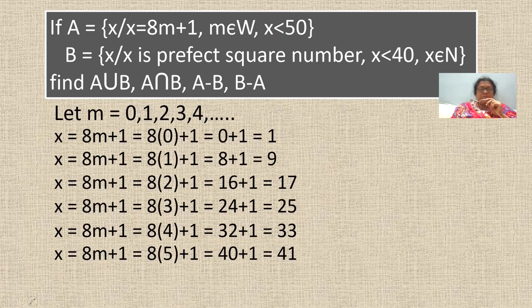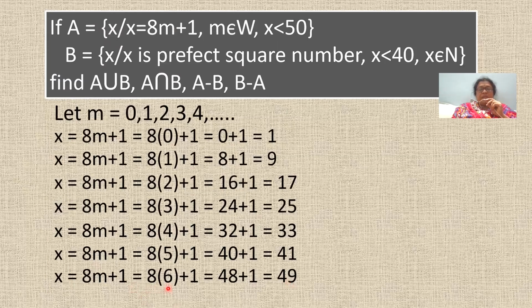So when you substitute 6, 8 sixes are 48 plus 1, it is 49. So when you take 7 in place of 6, you will get the answer which is more than 50. So we have to cut till here. We have to take the numbers till here only. So now we can write the set A like this. So this is set A, the numbers which should be less than 50, right?